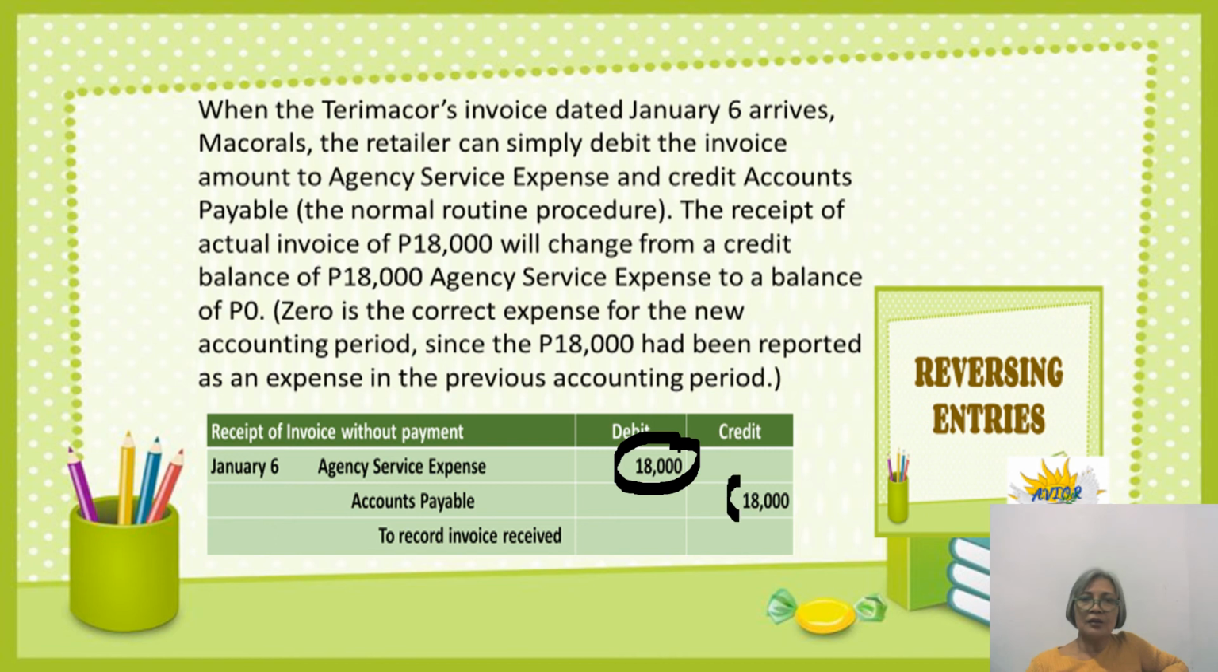So, itong 18,000 na to, at itong accounts payable na to, ito yung transaction ng last year. Tapos, ni-reverse mo, ginawa mo debit accounts payable, credit expense, ngayong reversing period. Ito, pumasok na to sa income ng December. Ito, part pa ito ng balance sheet account.